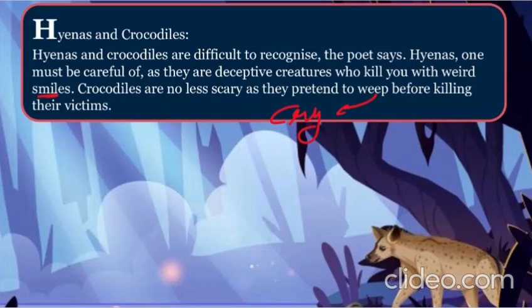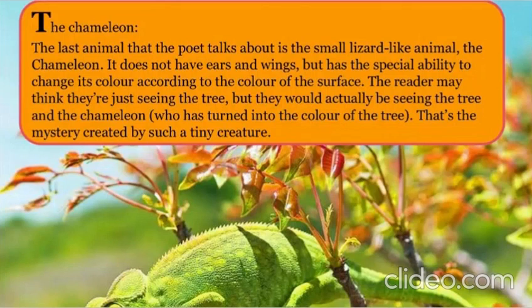Those tears are not true, because we say crocodile tears, right? So before killing their prey, their victims, they pretend that they are crying, they are sad, and that is the way to identify crocodiles. And hyenas are who? Hyenas keep on smiling. Fifth stanza done. The last one, the chameleon. The last animal the poet talks about is a small lizard-like animal, correct? Who is the chameleon? No ears, no wings, but one special feature: it can change its color. Wherever it is, it can change its color by camouflaging, correct?